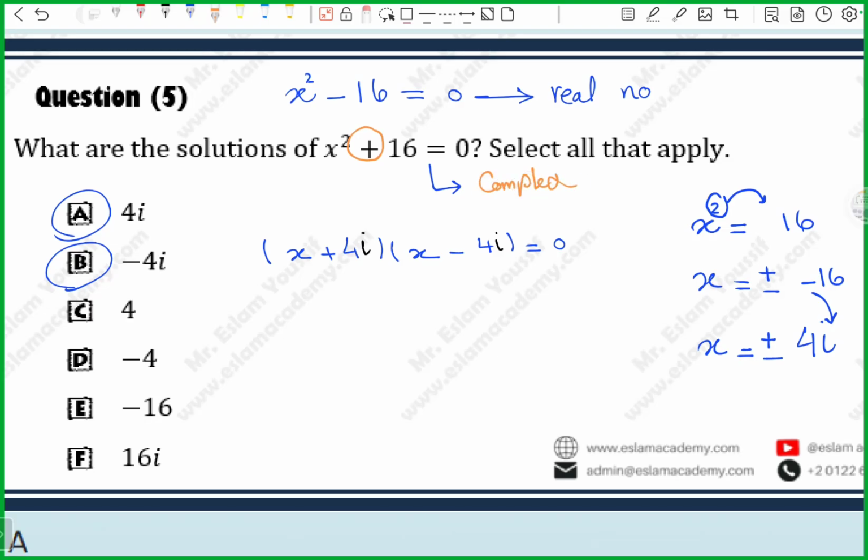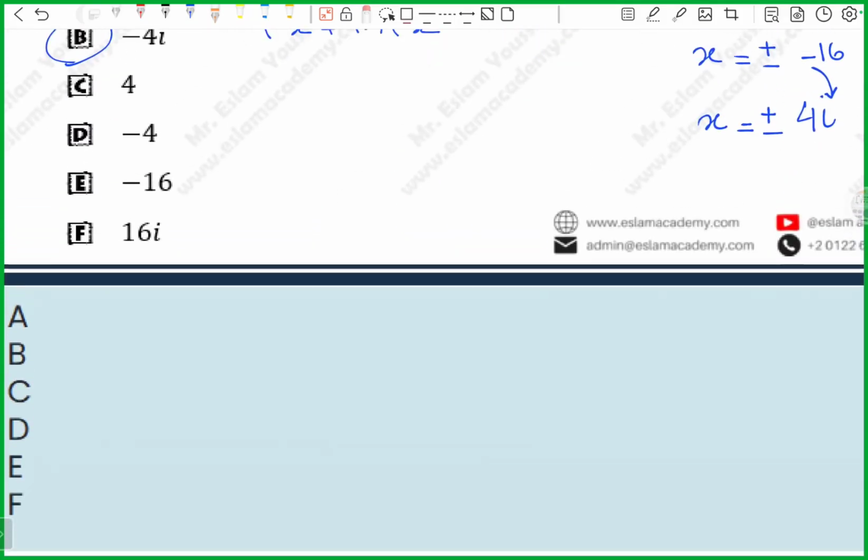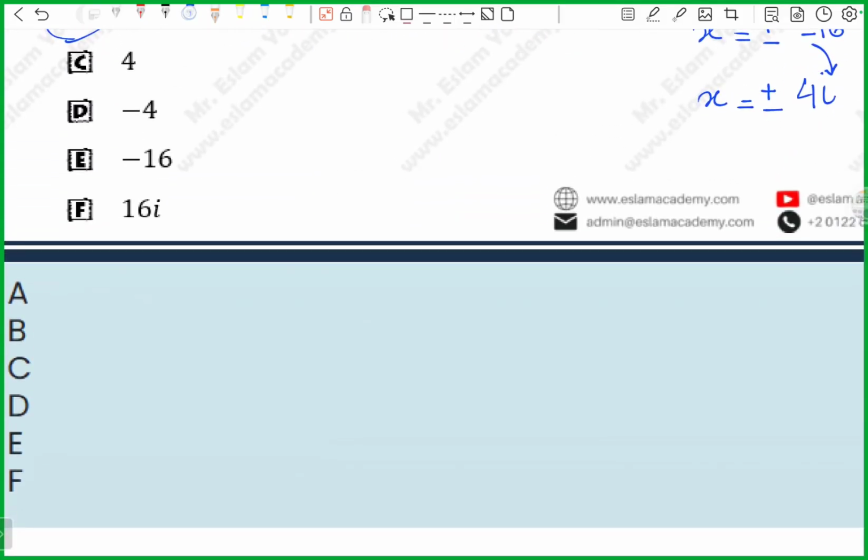If the question is only a binomial, again, be careful about this one. I have two different questions now. The first question: factor x squared plus 16. What is the answer for this question? It's a prime expression. We can't factorize it. The same question, but I will say solve.